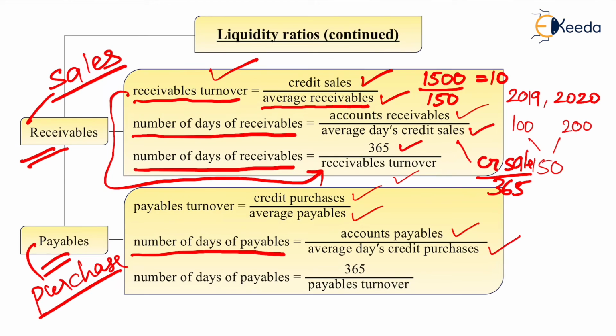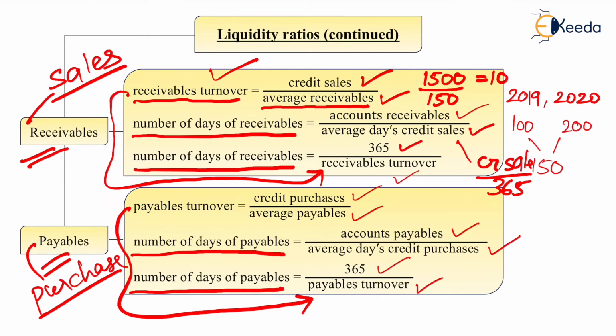How do we interpret number of days of payables? It is the number of days which I take to pay off my creditors or my suppliers. And another formula for number of days of payables is 365 divided by payables turnover ratio, which we found in the first step. The second and third ratio will give you the same answer. It is just a mathematical derivation of each other. So remember these ratios. Now we'll move on to interpretations.